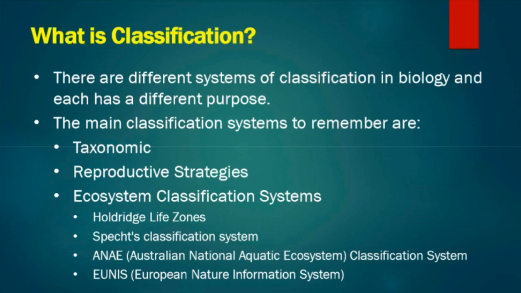And a little one that honestly I couldn't even find a picture of, but they do say it's going to be on the final test. EUNIS, which is the European Nature Information System. Not many pictures on that one, but basically it's a series of questions that help to break organisms up to classify them. We'll be focusing mainly on the first three.